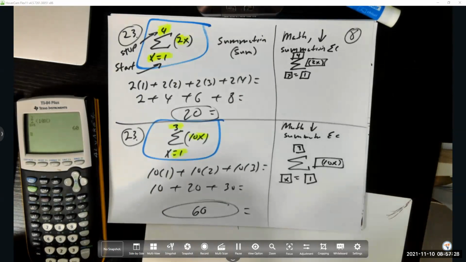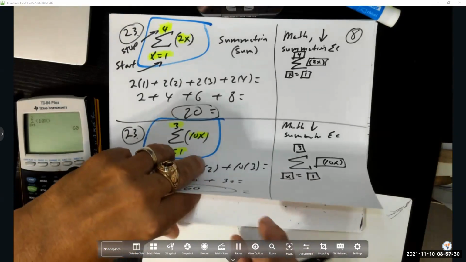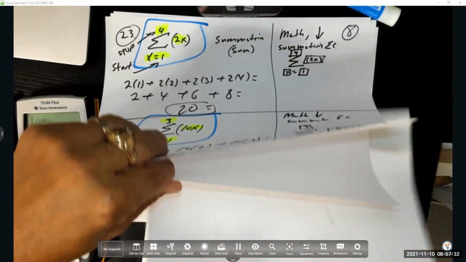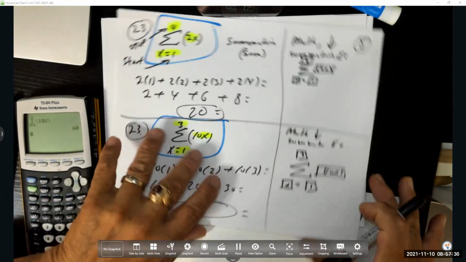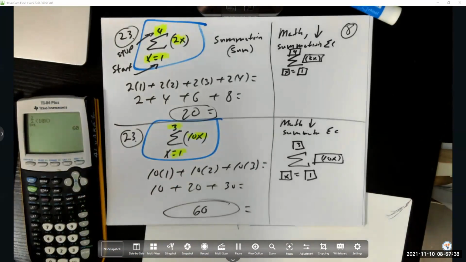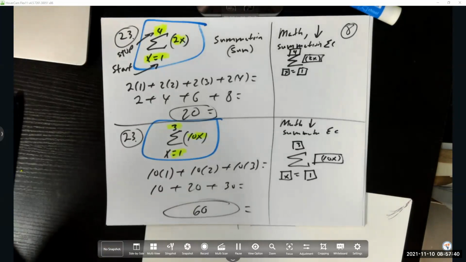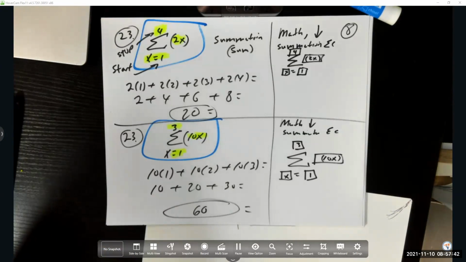Gonna do one more like this. Hang on a second. One more and I'm gonna shut it right there, I think. All right. Can I go to the next page? Yes or no? You tell me. Yes. I'm gonna go next page, okay?